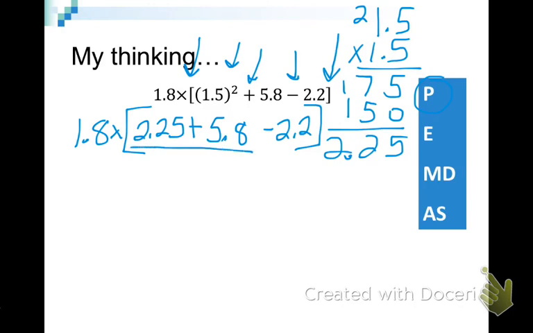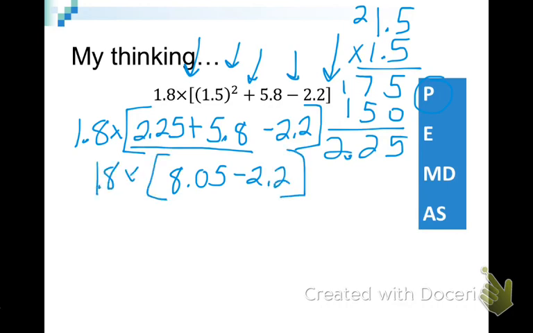So 2.25 plus 5.8, and I'm going to remember as I write down that adding problem to line up my decimals, and when I add those together I get 8.05. I still have the minus 2.2. So now I need to do 8.05 minus 2.2, again still lining up my decimals. I am doing my work off to the side here.